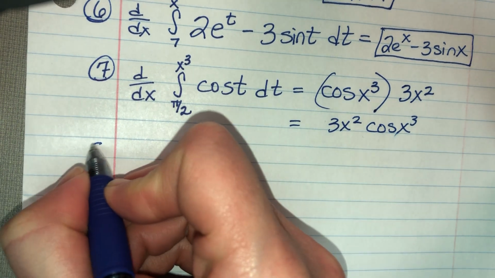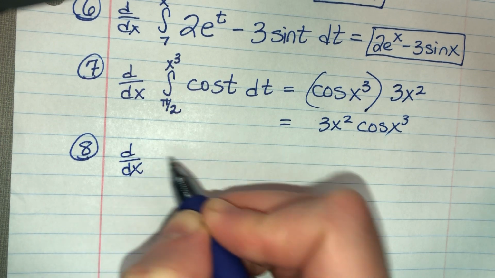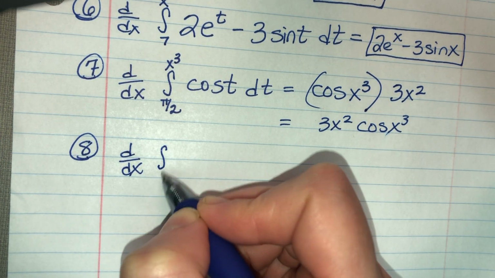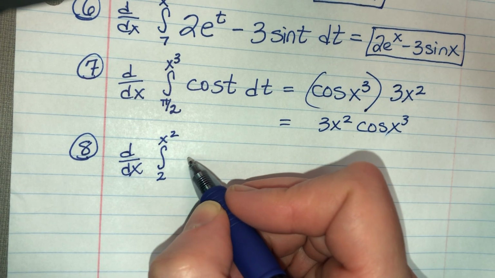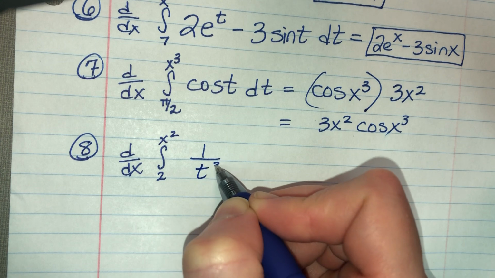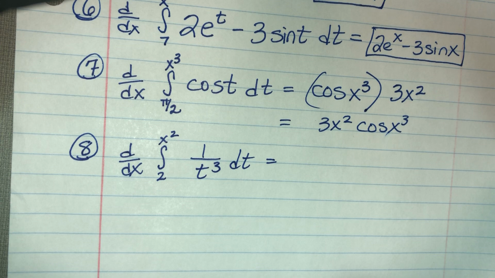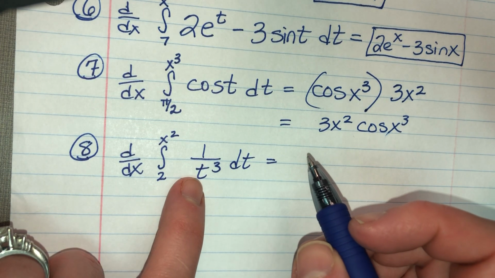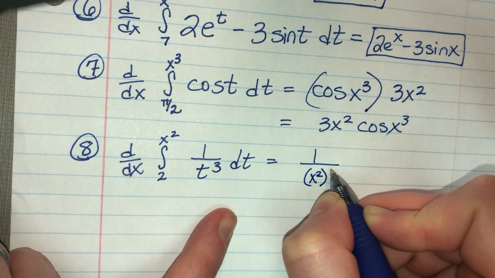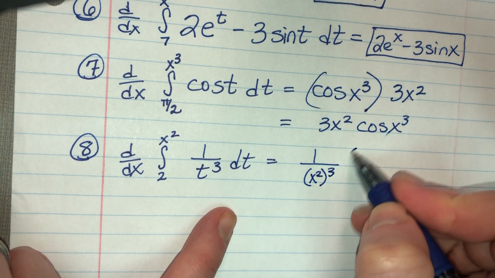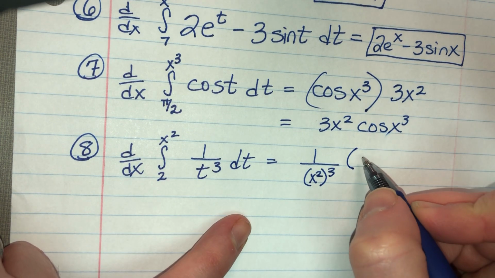How about this one? Number 8. The derivative of the integral from 2 to x squared of 1 over t cubed dt. So we're going to take out the t and replace it with the x squared: 1 over x squared quantity cubed.